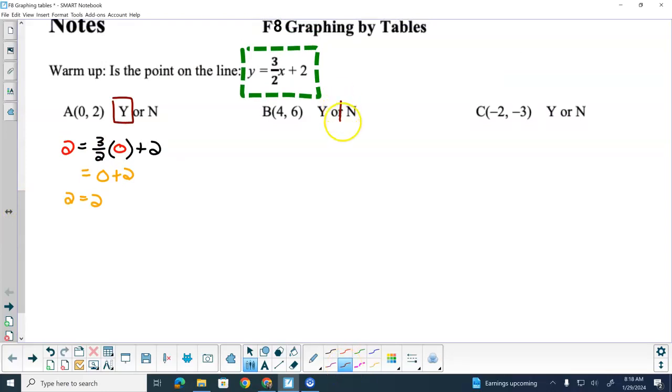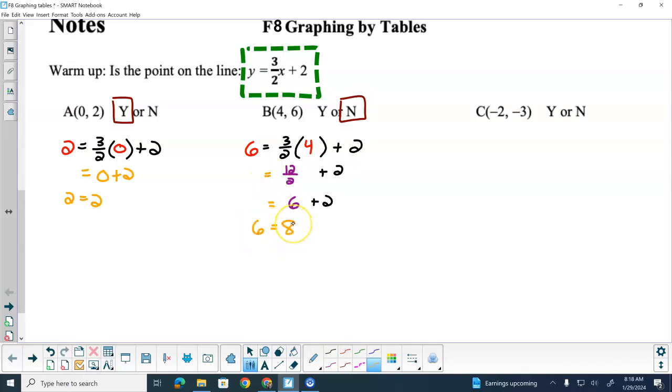No. We say no. Okay, let's check it. So that's going to be 6 equals 3 halves times 4, then still plus 2. 3 halves times 4 is going to be 12 over 2, which is going to be 6. Still plus 2, still plus 2. So then that's going to be 6 equals 8. 6 does not equal 8, so that's a no.